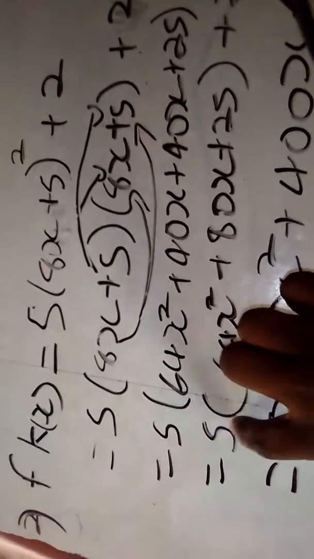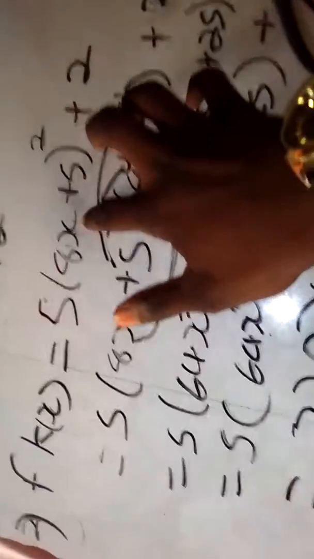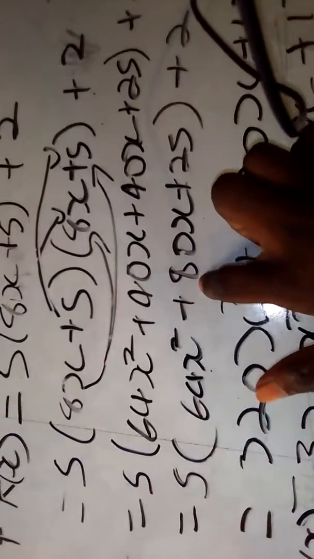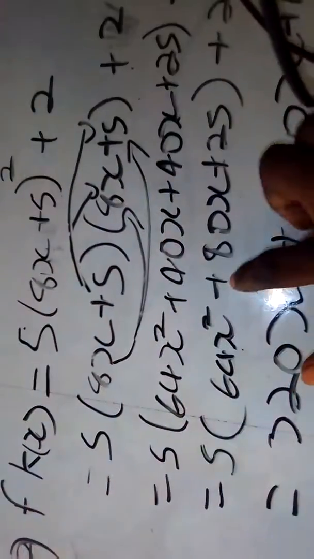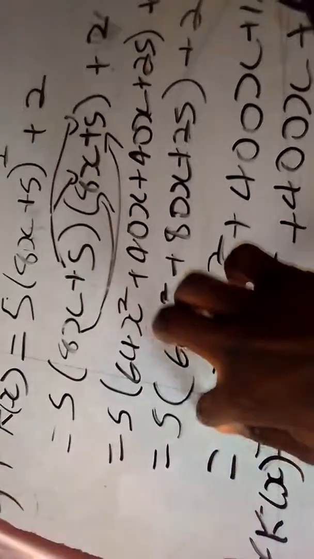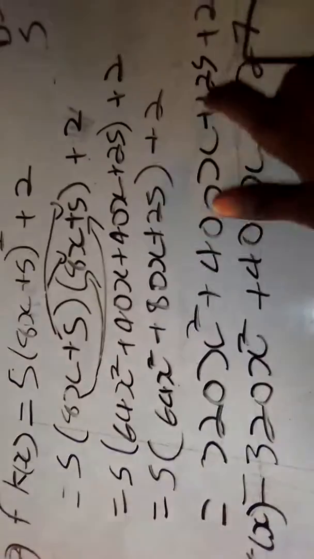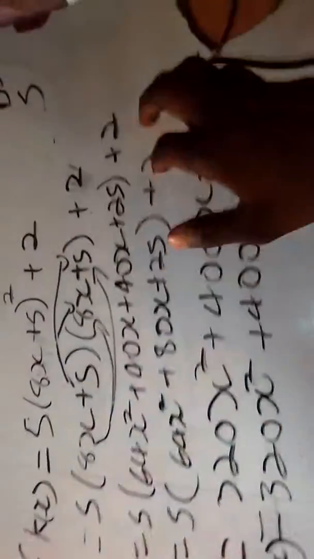Now we can distribute our 5, because remember we have to work the bracket first. When I work this out, I get this thing here. Then put back the plus 2. So 5 times that is 320x. Now at this point, when I distribute the last thing outside, we remove the bracket. 5 times 64x squared is 320x squared. 5 times 80x is 400x. 5 times 25 is 125, and you put back the plus 2 at the end.